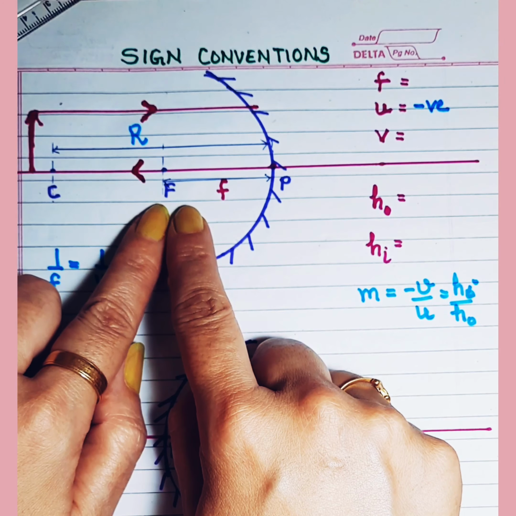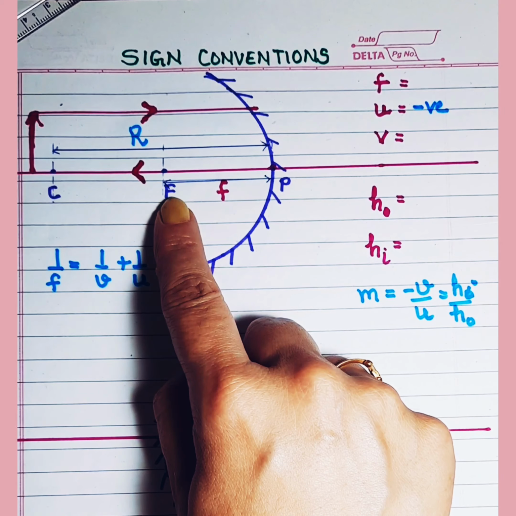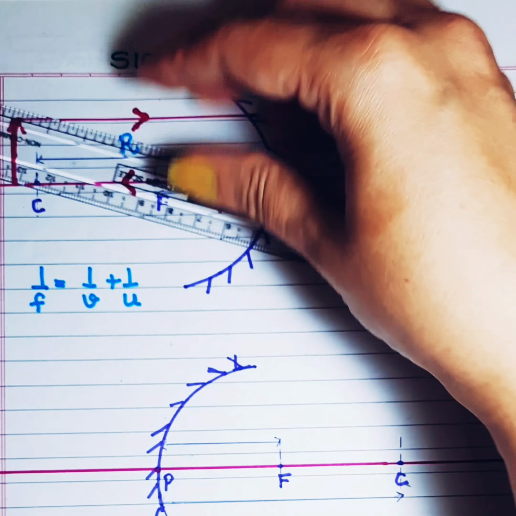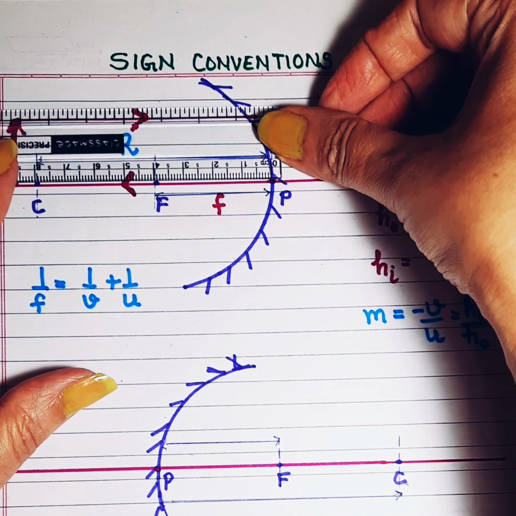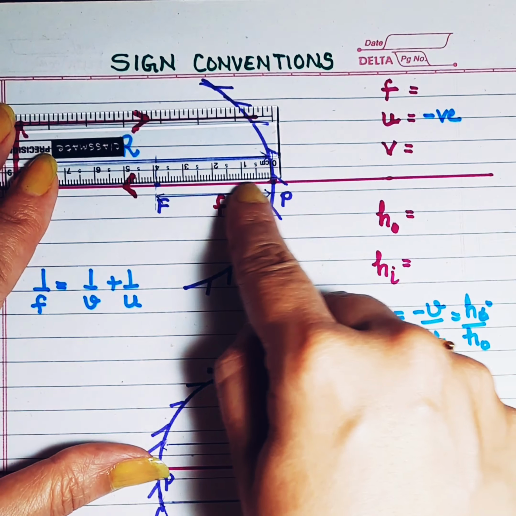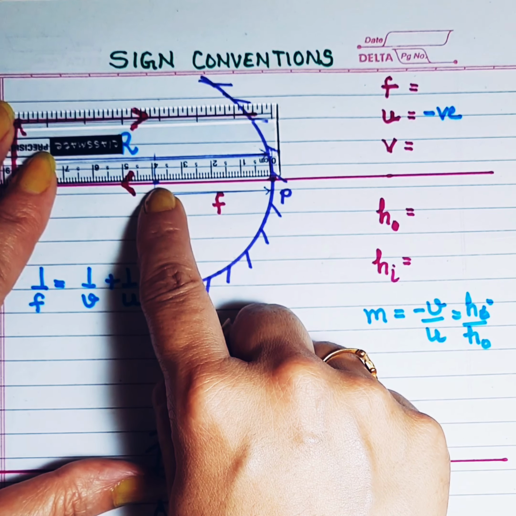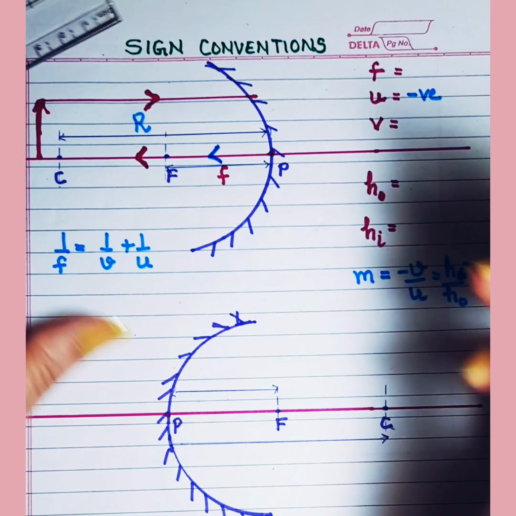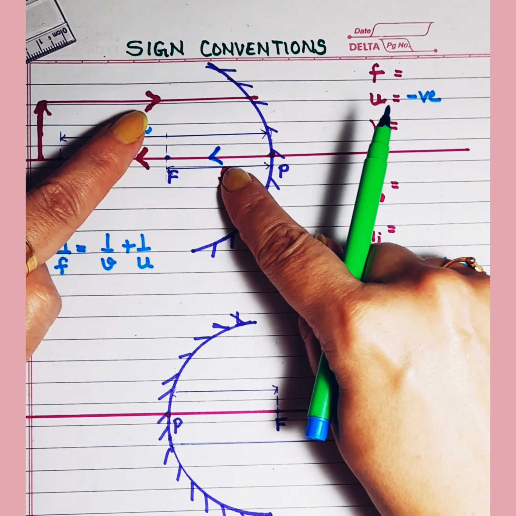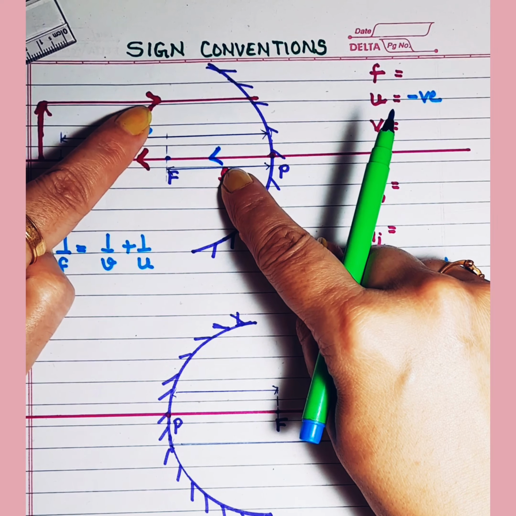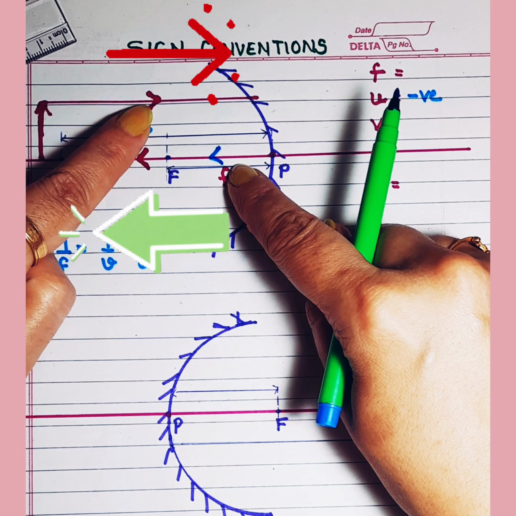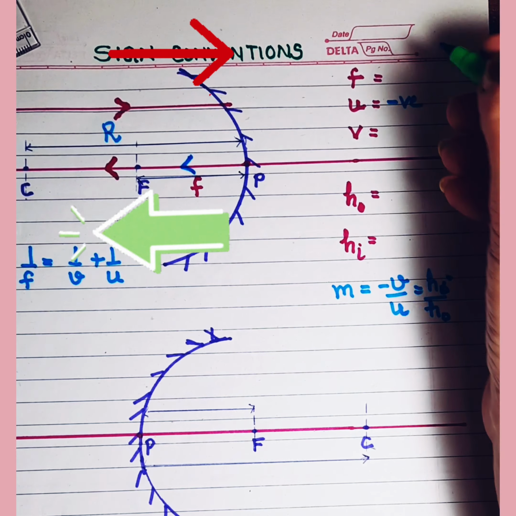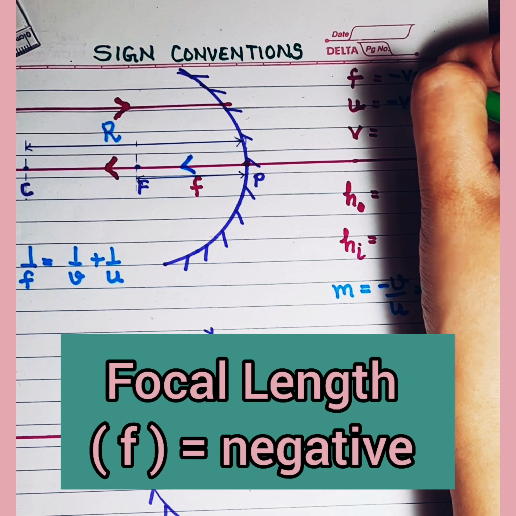Now let us see the focal length. The distance from the pole to the focus is called the focal length. I will place my scale like this and move in this direction to measure the distance. Now again we will compare this direction with the direction of the ray. It is opposite to the direction of the ray, so the focal length will be negative.